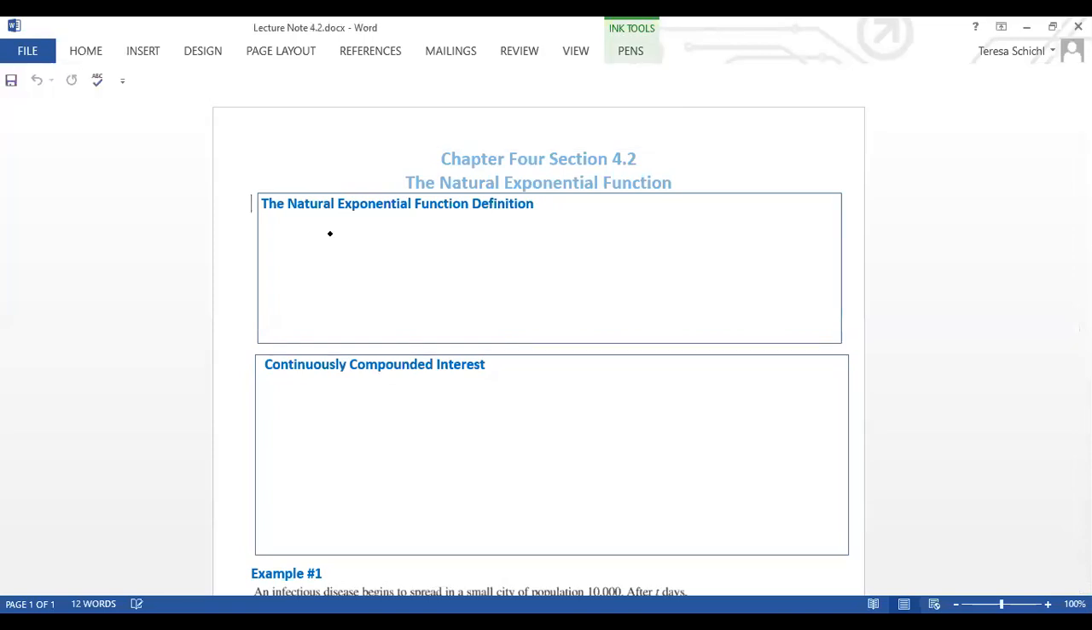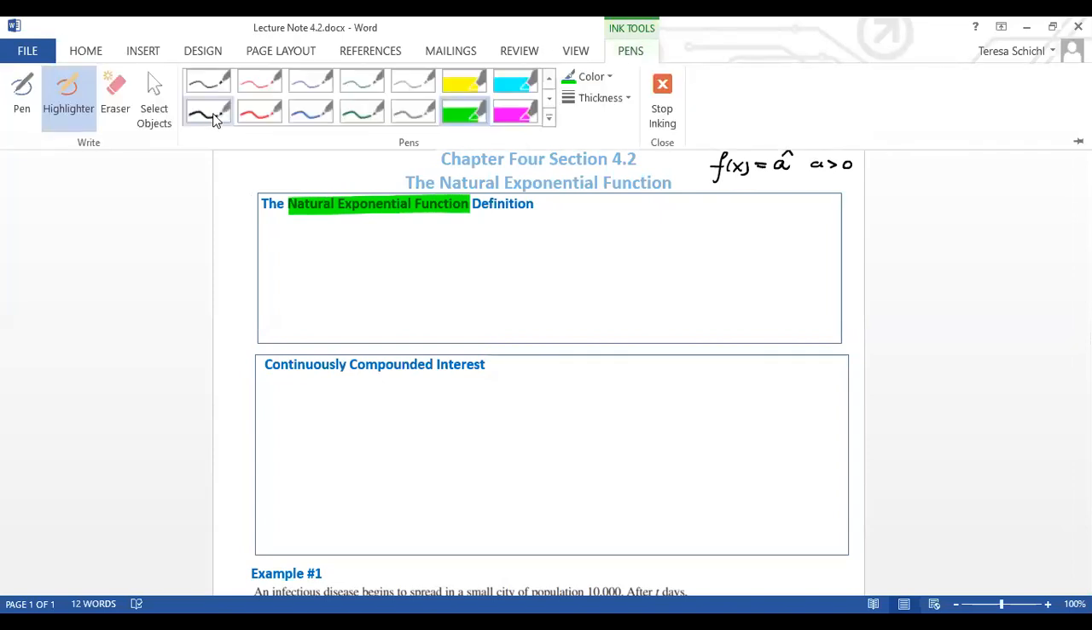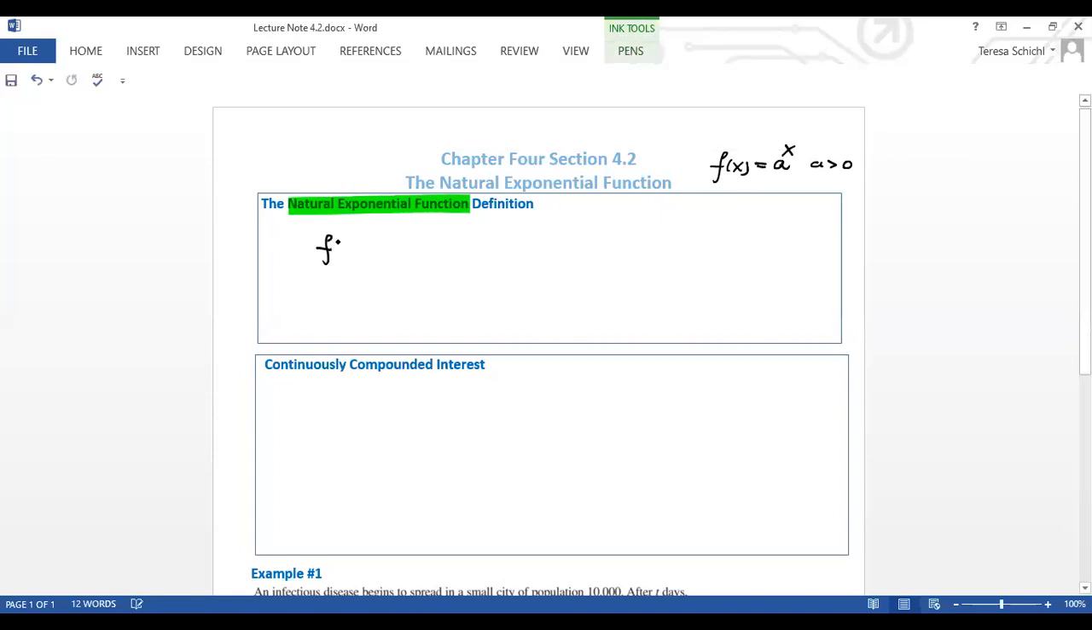So we talked about the exponential function, right? In general, we defined it in the first video: f of x is a to the x, where a is greater than 0, and a is the base. Now, if we have a special base here, that is the natural exponential function. So this is the function f of x equals e to the x.